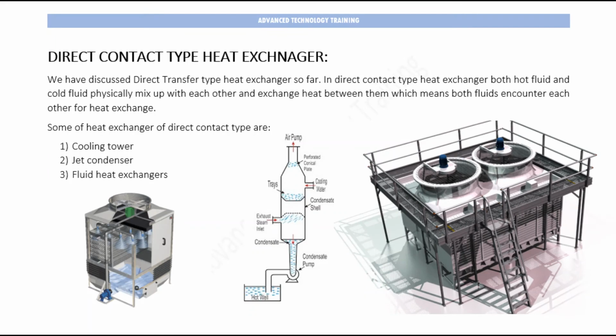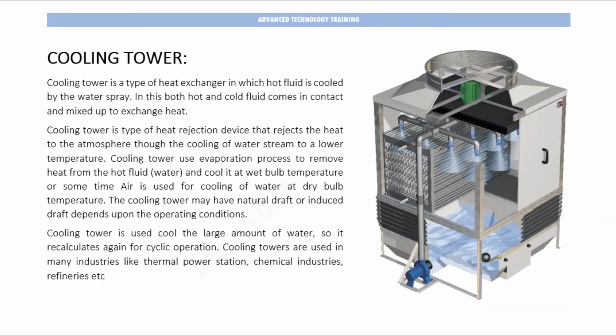Direct contact type heat exchanger. We have discussed direct transfer type heat exchangers so far. In direct contact type heat exchanger, both hot fluid and cold fluid physically mix with each other and exchange heat between them, which means both fluids encounter each other for heat exchange. Some heat exchangers of direct contact type are: 1. Cooling tower. 2. Jet condenser. 3. Fluid heat exchangers.